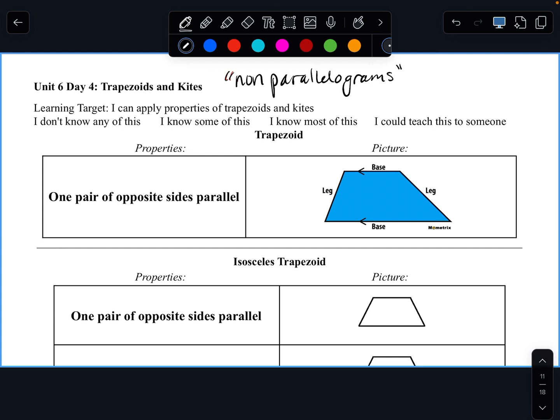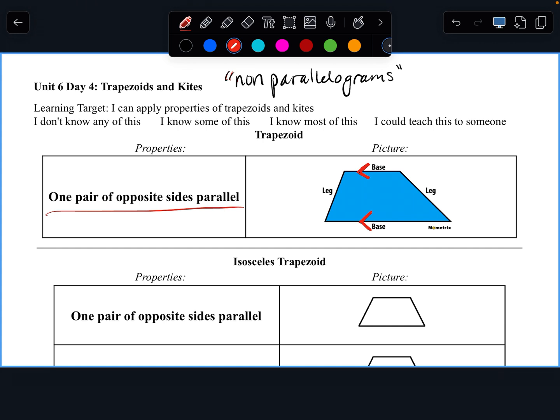A trapezoid is one pair of opposite sides parallel. That's it. So then for an isosceles, the bases are the names of the parallel sides. So the bases are the parallel sides. They say legs for the other ones, but I don't hear that term very often. They usually talk about the two bases for a trapezoid.